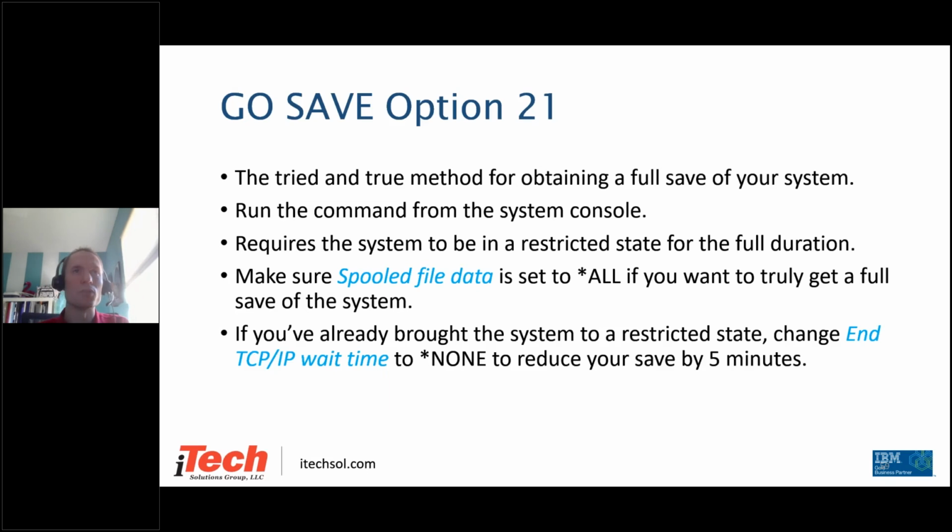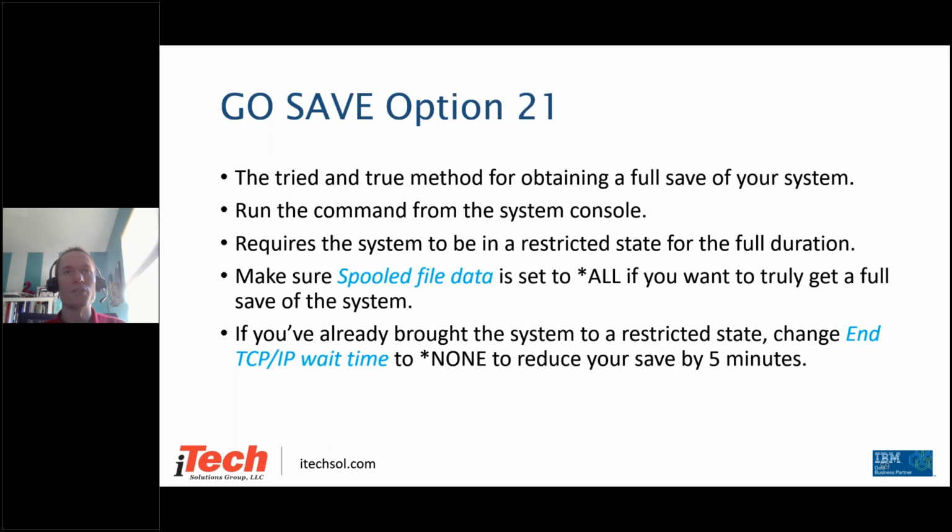GO SAVE option 21. So this is the tried and true method for obtaining a full save on your system. You run the command from the system console. So in order to get there, on the command line, you'll type in GO space SAVE and press enter. You'll be presented with a lot of different options on that screen. Option 21 is the one for saving the entire system. It requires the system to be in a restricted state for the full duration.